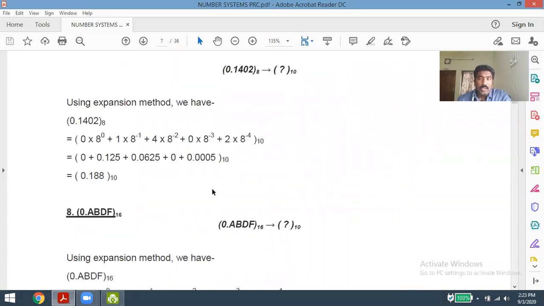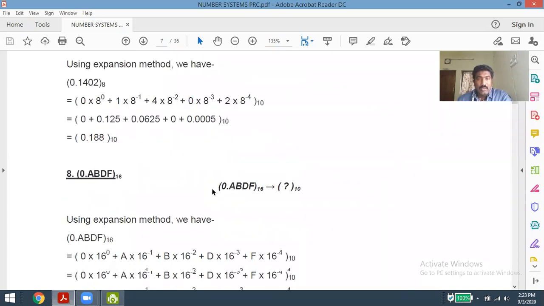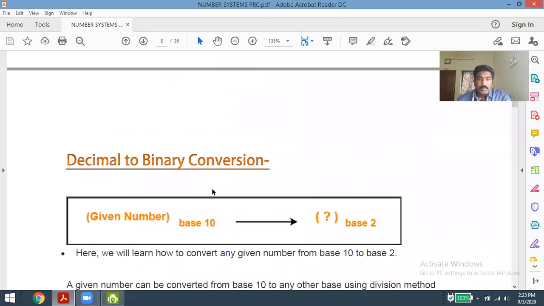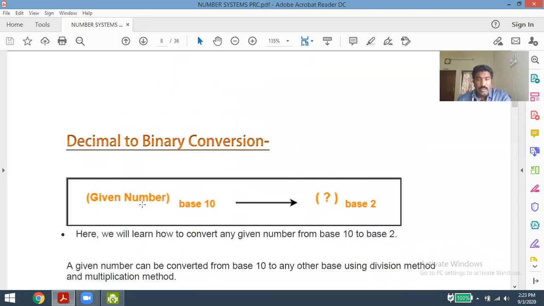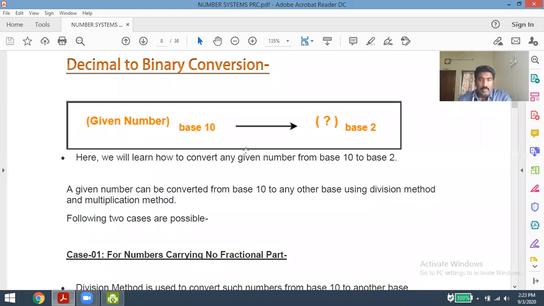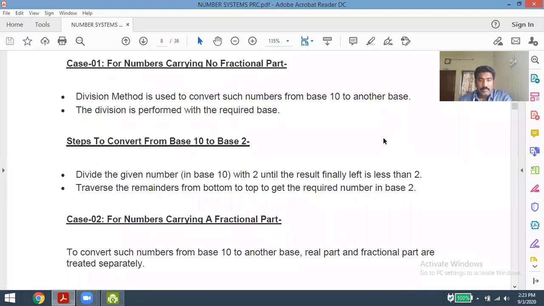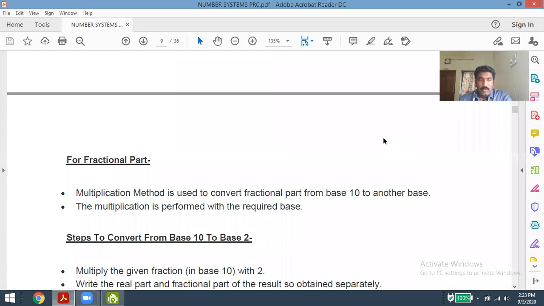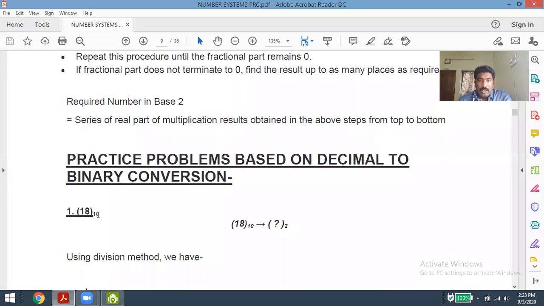Okay, this is about how to convert a given base into base 10. Now let's go to how to convert base 10 to base 2, decimal to binary conversion. We have already learned how to convert a base 10 value into binary format. What is the mechanism we discussed in the last class? For example, I have 18 base 10, and I want to convert it into base 2.